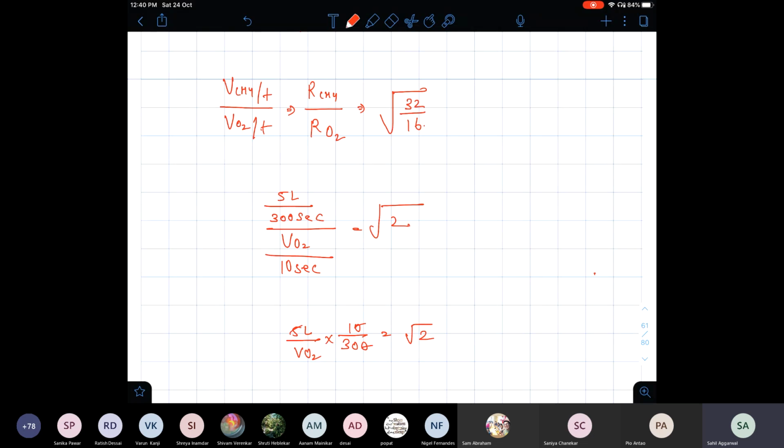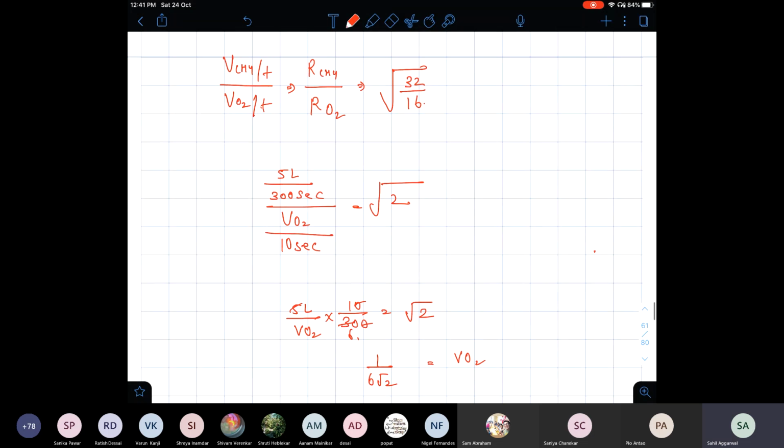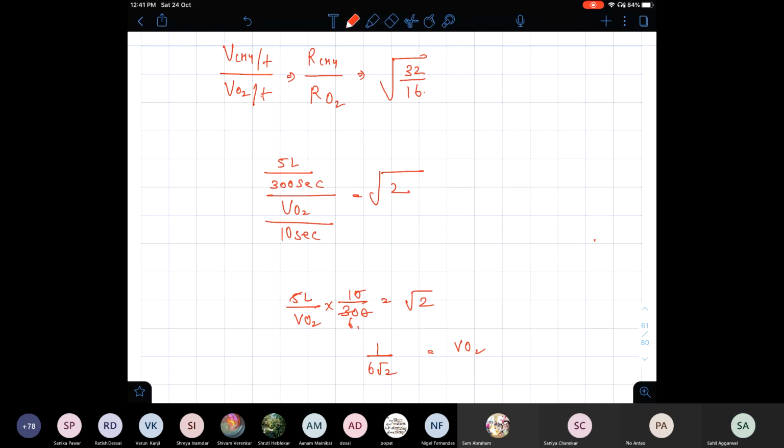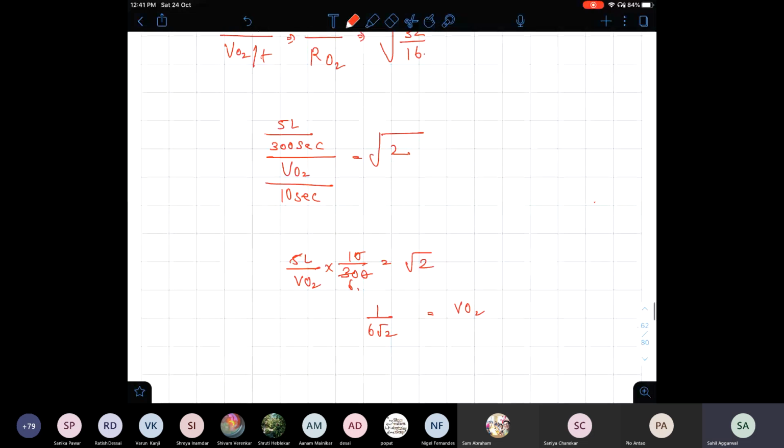This cancels out and this becomes 6. So the volume of O2 will be equal to 1 by 6 root 2. I am getting 1 by 6 root 2, so did I make some mistake? This all data is given, right? 5 minutes, 10 seconds. Volume of oxygen I am getting as 1 by 6 root 2.